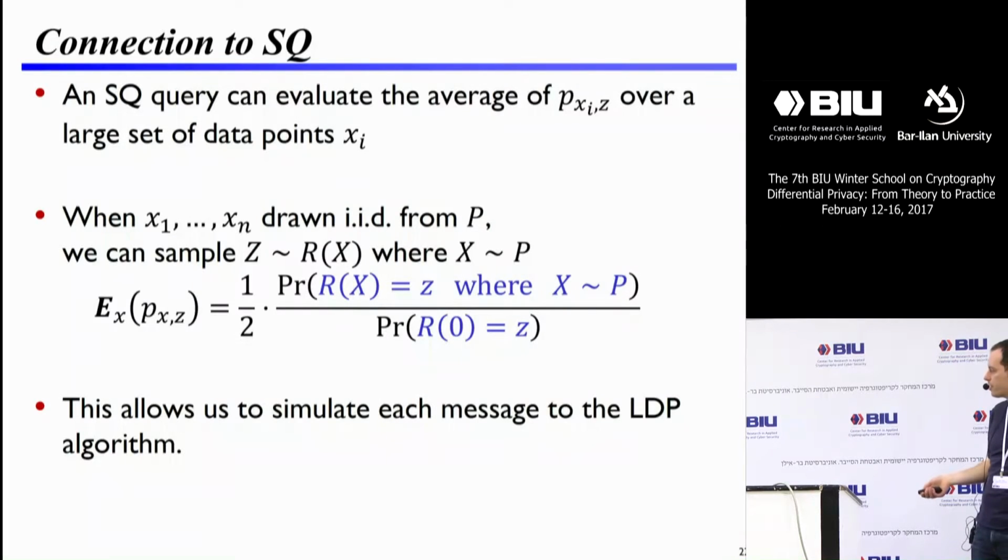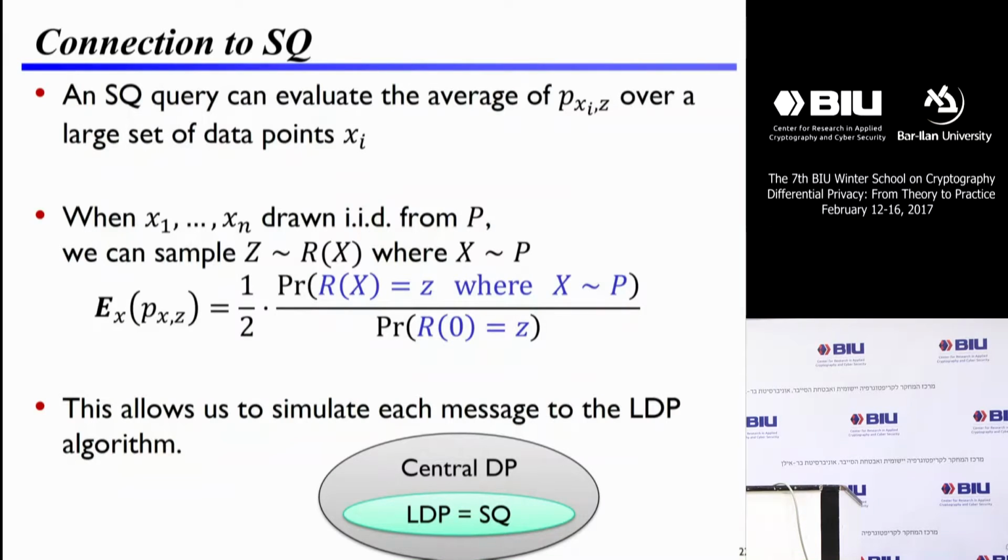Okay, so this allows us to simulate the entire locally differentially private protocol, and that gives us the result that I didn't state precisely, but that I gave you the flavor of. Okay, so that gives us this sort of picture. Any questions about that?